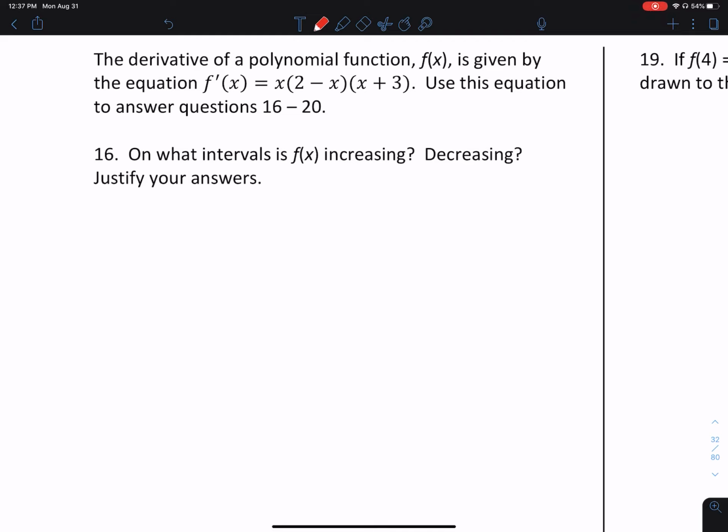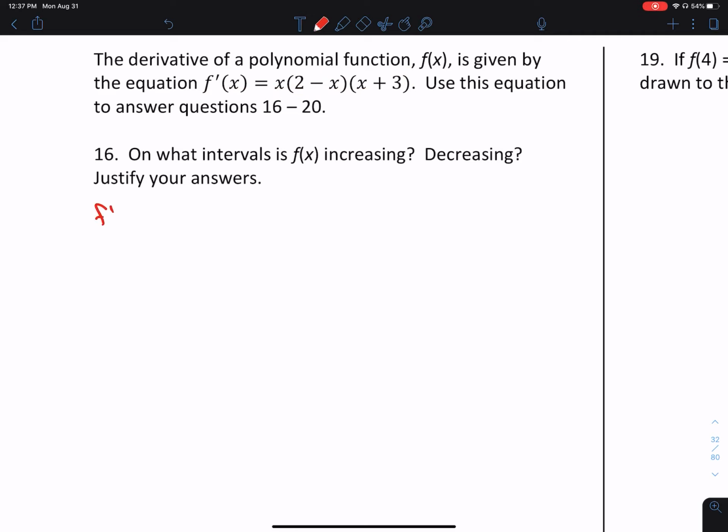Question 16. On what intervals is f of x increasing, decreasing? Justify your answers. Well, if you're given the derivative, even if you're given the original function, and you want to know where it's increasing or decreasing, we need a first derivative sign diagram. In order to know what goes on the diagram, we need to figure out the zeros of f prime.